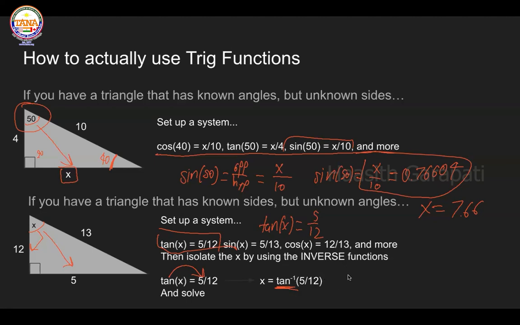And then all you have to do is simply calculate x is equal to the tangent inverse function of 5/12. So if we do that right now, we should get an x value of 22.62 degrees.